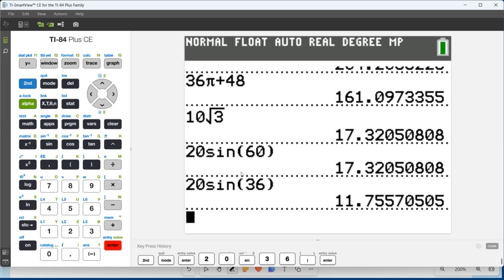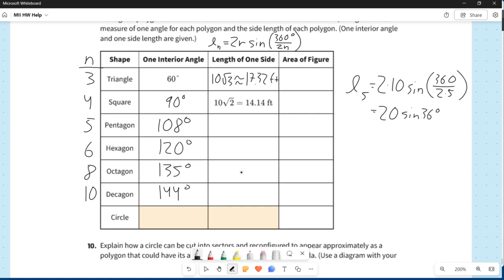11.76. So going back, in the interest of space, I'm not going to include the exact answer here, because the exact answer would be 20 sine of 36. There's not a whole lot that we can do with that. So I'm only going to put our approximate answer here, which we found to be 11.76 feet. So exact is highlighted on the right, and approximate is in our table.